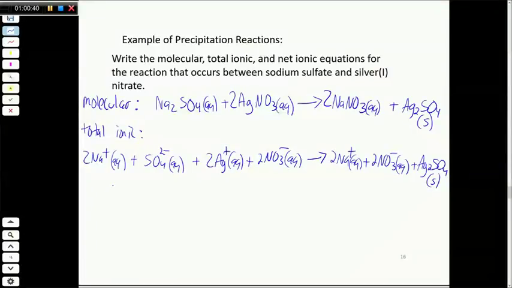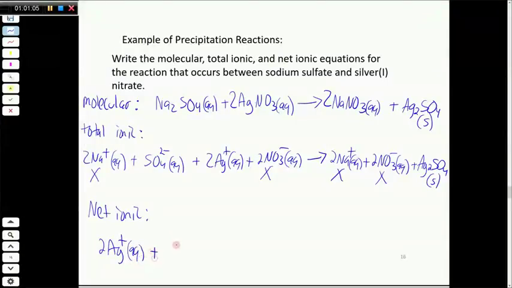Everything that's a dissolved, soluble ionic compound we separate into the individual ions. And then finally, for net ionic, we find the spectator ions. Na+ appears on both sides, and so does NO3-. So similar spectator ions as the last one. The only things involved are silver and sulfate, and we write this out in balanced form: 2 Ag+ plus SO4 2- going to Ag2SO4 as a solid.